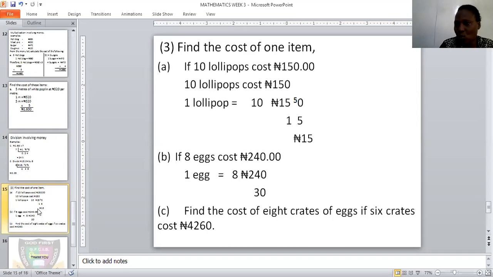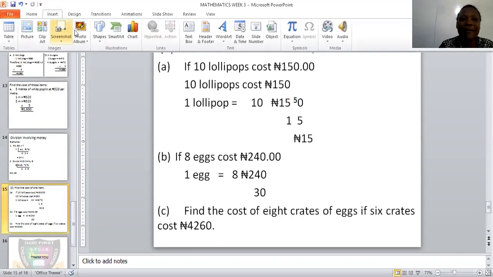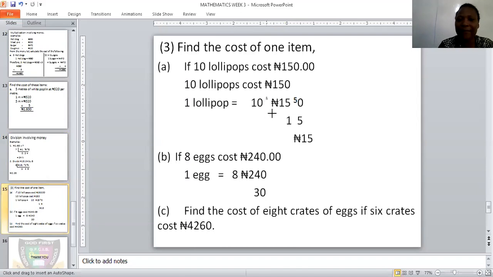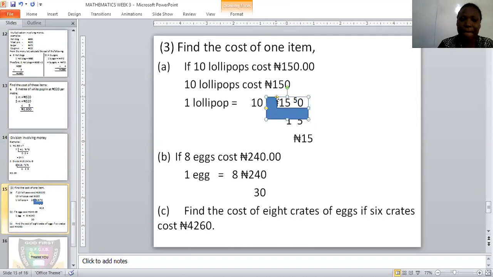One lollipop will cost what? We are going to do what? Divide. We are going to divide our 150 by 10. How many times do you see 10 in 15?